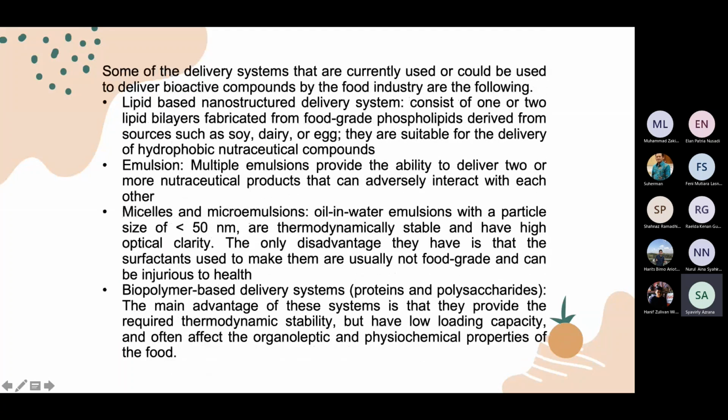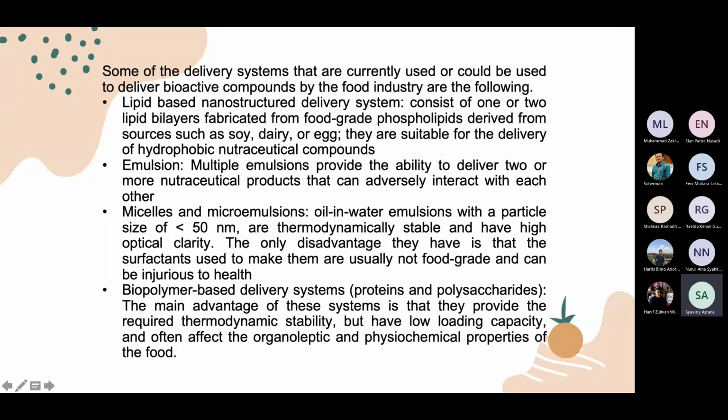Some of the delivery systems that are currently used or could be used to deliver bioactive compounds by the food industries are the following. The first one is lipid-based nano-structured delivery systems, which consist of one or two lipid bilayers fabricated from food-grade phospholipids derived from sources such as soy, dairy, or egg. They are suitable for the delivery of hydrophobic nutraceuticals compounds.